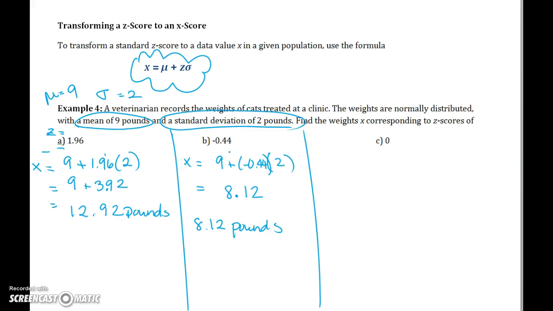So what happens when the z-score is 0? Well, when the z-score is 0, that means it is average. It's right there, dead smack in the middle of the bell curve. So that means it should be 9 pounds. But you can also just prove it to yourself by plugging everything into the formula. And then you'll still get 9. Okay.